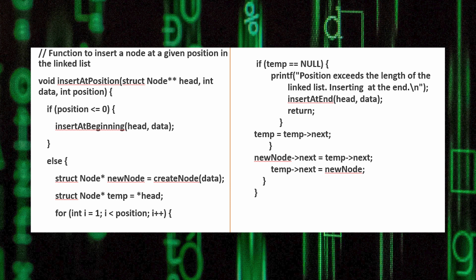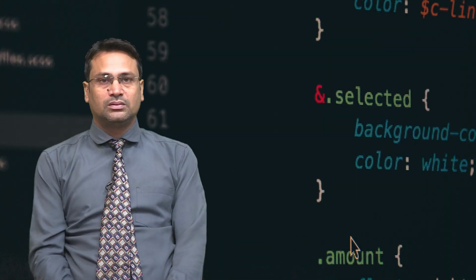After this I am comparing temp. If temp equals null, meaning temp is null, then I am simply writing a message: position exceeds the length of the linked list, inserting at the end. And after this I am calling the function insert at end, and this function takes 2 parameters, head comma data, and simply it will return. Otherwise, temp of next will be assigned to temp. This is how the next of temp is provided to temp. And after the loop, the temp of next will be assigned to new node of next, and new node will be assigned to the temp of next. This is how we can write the code.